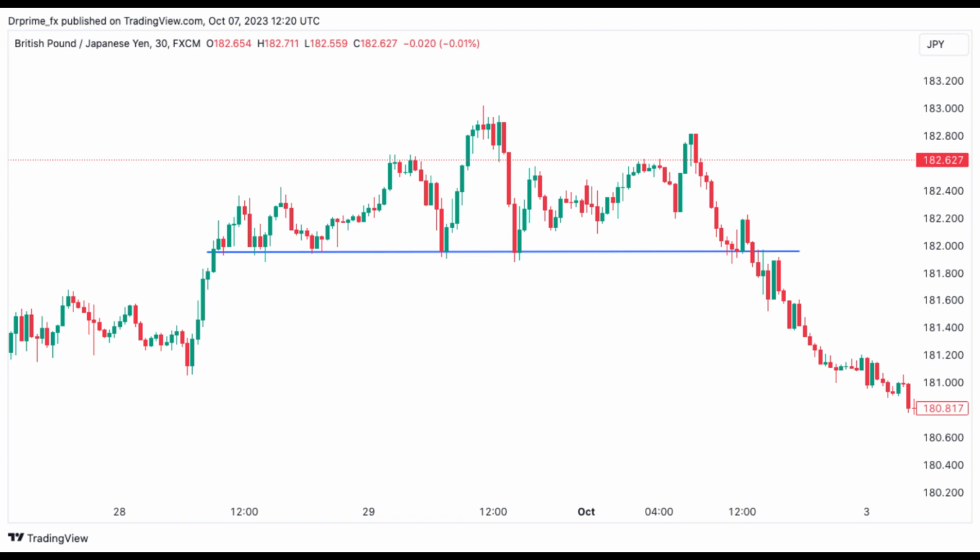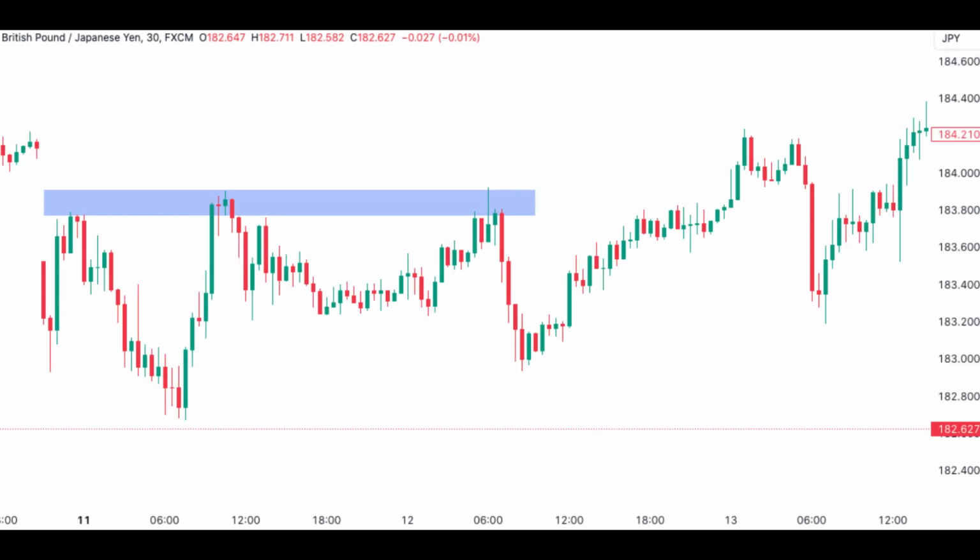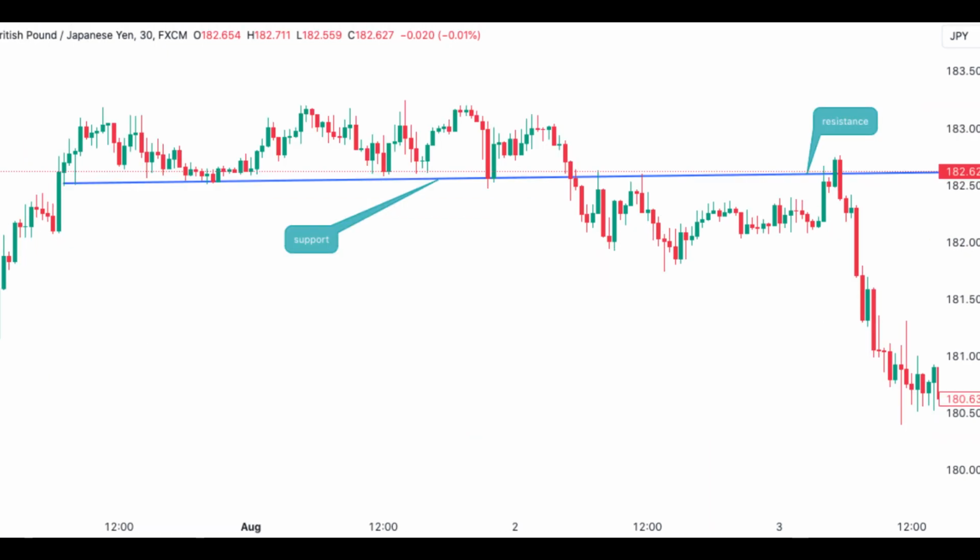To draw your support, look for areas where price finds it very hard to break below. Like here, you see how price bounced off this area many times. While to draw your resistance, find the points above where price bounced off many times, like here, then you draw your resistance. It's good to note that once price breaks through a support level, it automatically becomes a resistance.